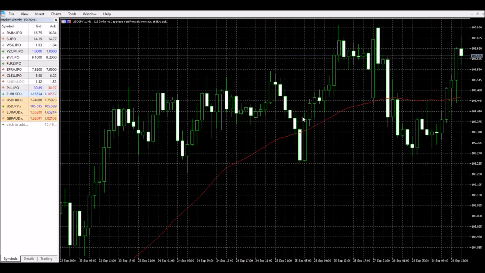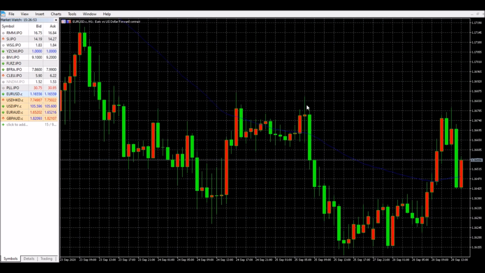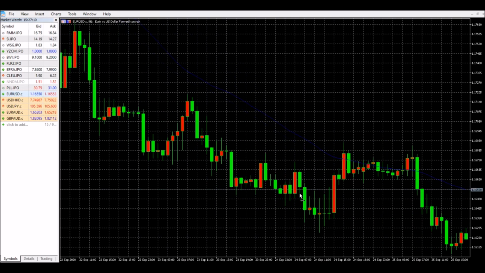So guys, please don't just blindly chase the market. Let's give another example. Let's try the Euro USD and let's see. Good. So for the Euro USD, this is also a very good place to buy. This is a very good place to buy. Example here, and then let's try other.